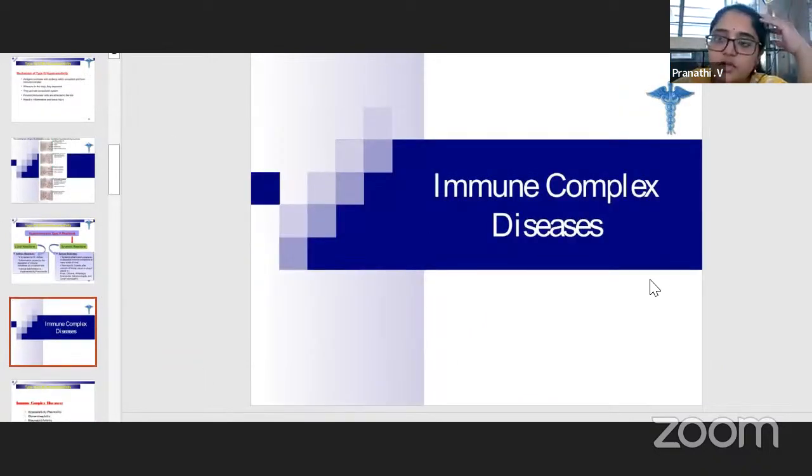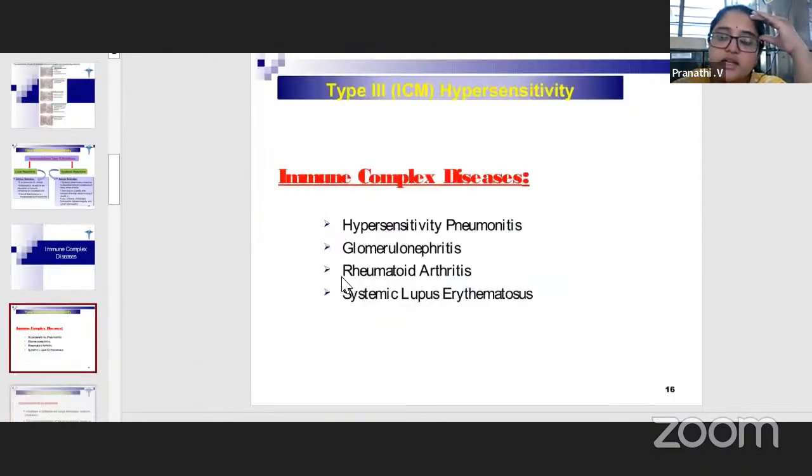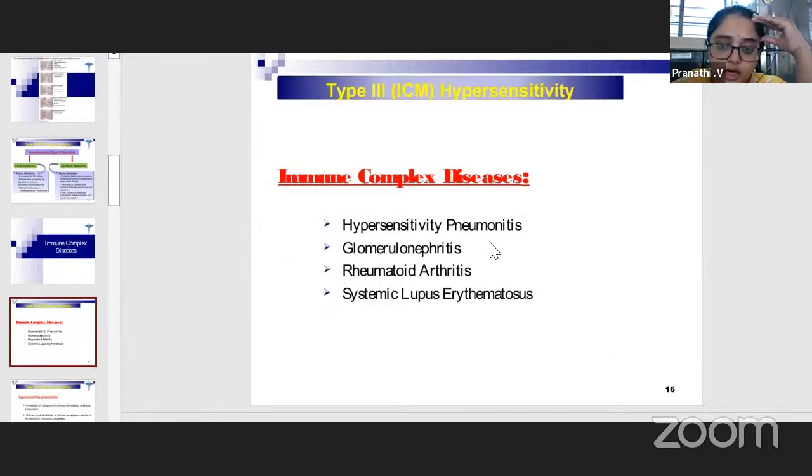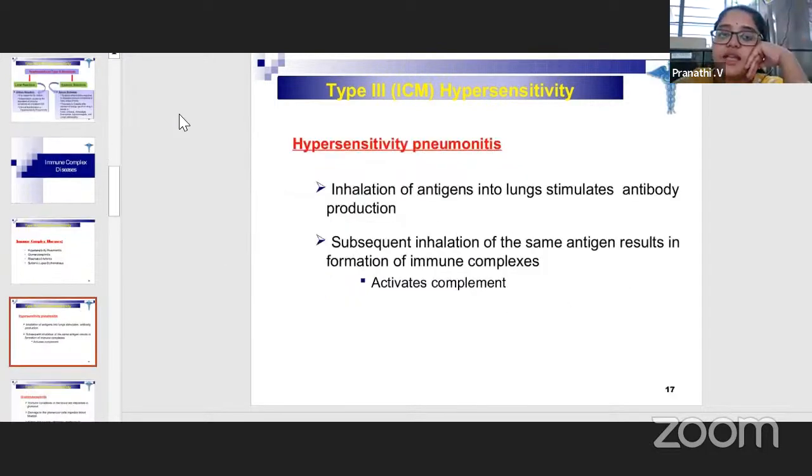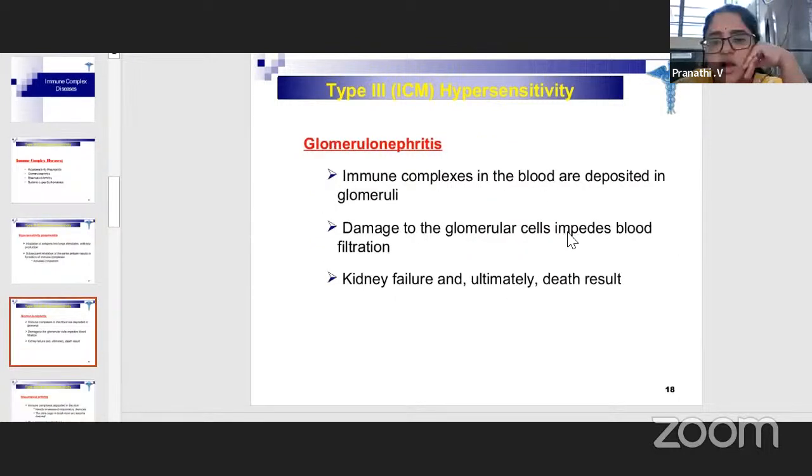Now we have certain immune complex disorders. We will just have a look at it. So hypersensitivity pneumonitis, glomerulonephritis, arthritis, systemic lupus, like I told you. So in all of this, what is happening is antigen will produce antibodies and activate the complements. Glomerulonephritis: on the kidney glomerulus or glomeruli, the cells of the kidney, you have immune complex deposition. So this will cause kidney failure.